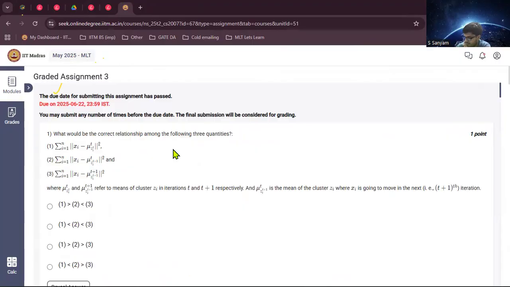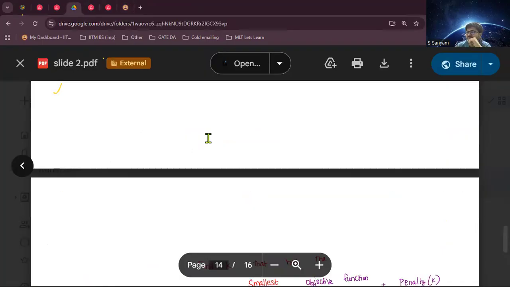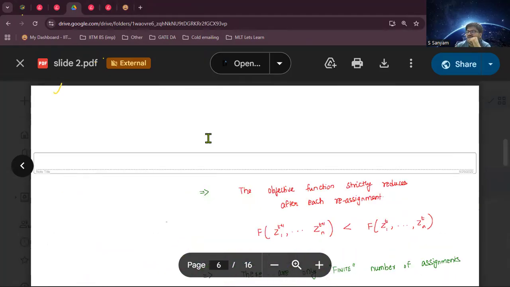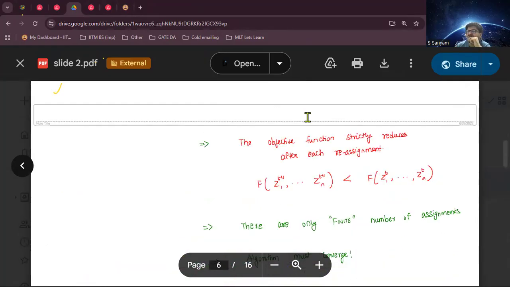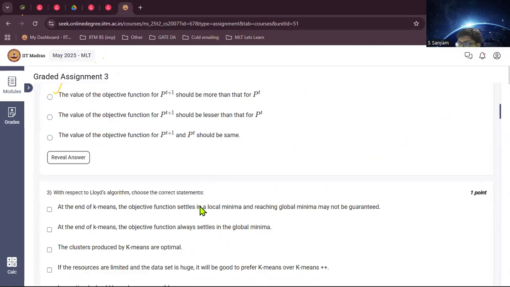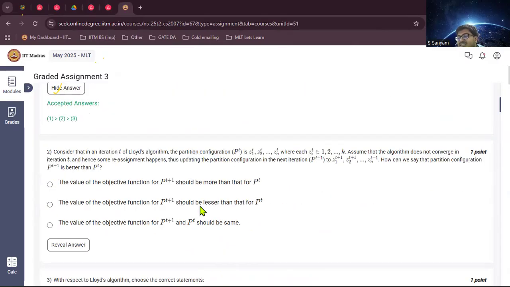We have discussed this; basically, it is only this type. What we have proved is that the objective at t plus 1 will be less. After that, for every iteration, the value of the objective function is lesser. This will be the answer.